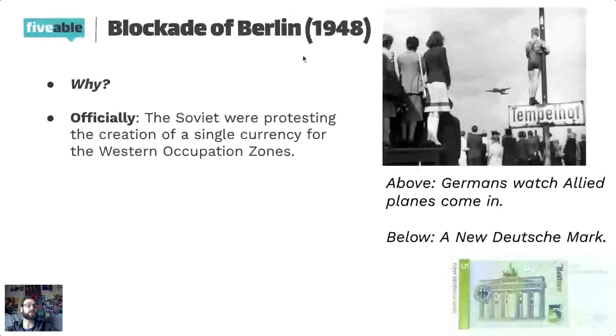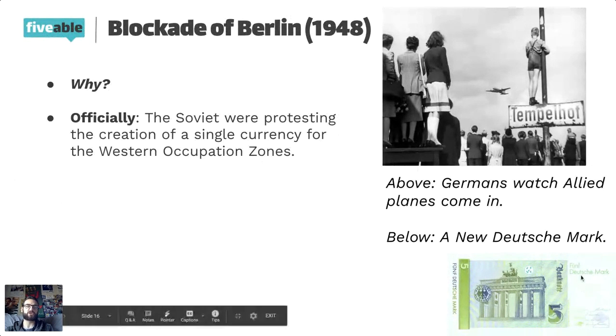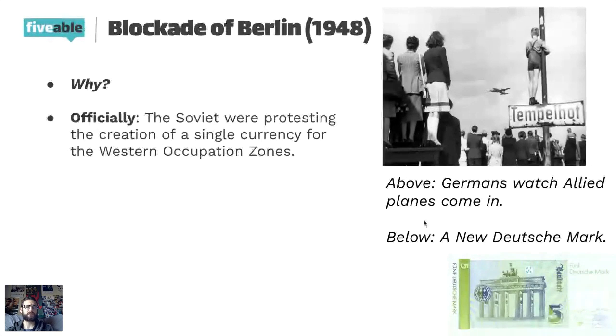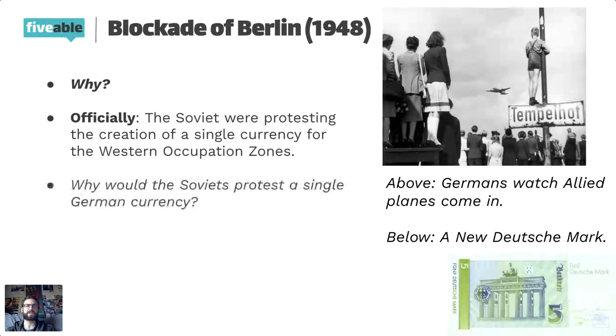And so that was the official reason why the Soviets were protesting. They did not like the creation of this new money, right? The idea that the Western allies were going to create a new source of money for Germany, all of their parts of Germany. So on the surface, that kind of seems a little silly. Why would the Soviet Union be upset about a single currency? What's the big deal? It's just money. Why would they have a problem with that?